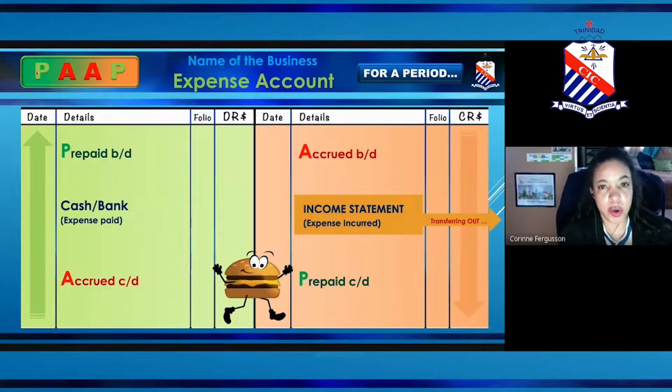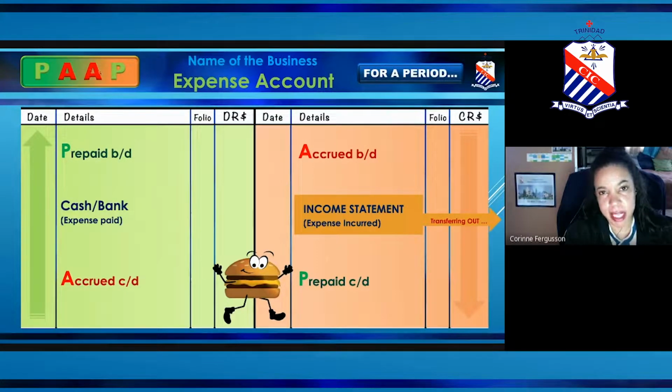P stands for prepayment or represents prepayment. A represents accrual. And the reason why there are 2 of them is because you have a brought down or a beginning figure, an opening figure for prepayment, and you have a carried down or closing figure for prepayment. So you see here, you have an opening P and you have a closing P. And the same thing goes for the A's.